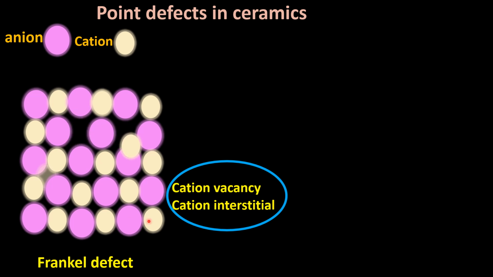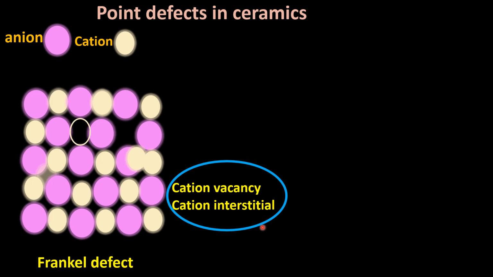For example, here you can see in this figure, the white ones, which are smaller in size, are the cations. When there is a cation vacancy, then there is a cation interstitial, that is, a cation leaving its place and coming to the interstitial site. So these defects occur in pairs. Why are they in pairs? They are in pairs in order to maintain electrical neutrality.